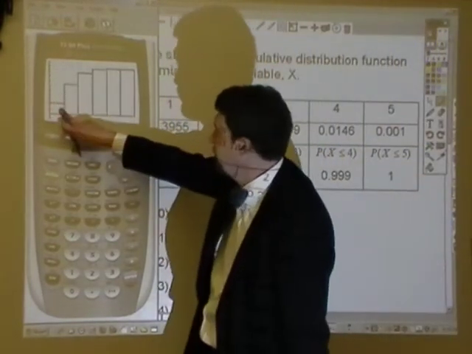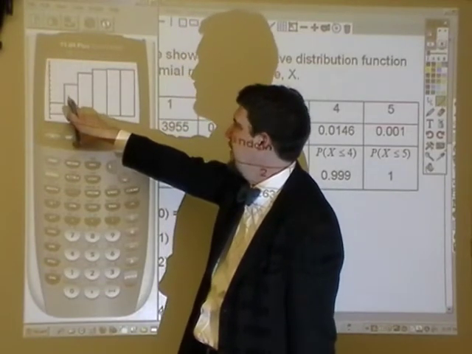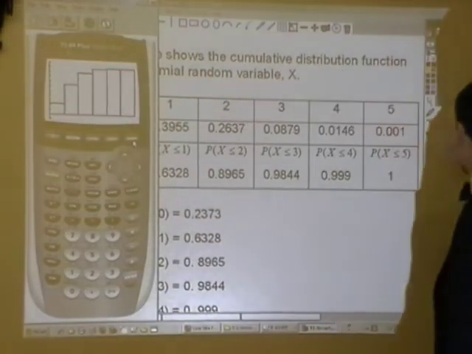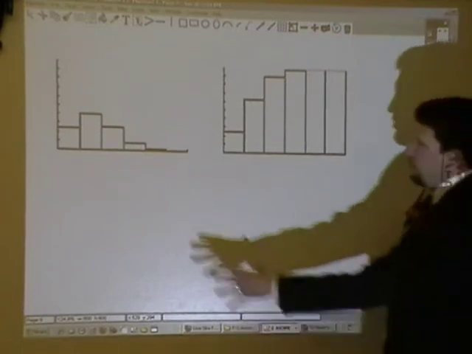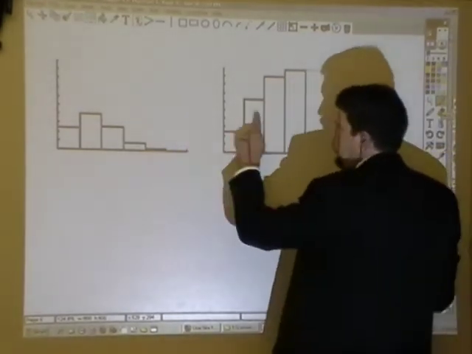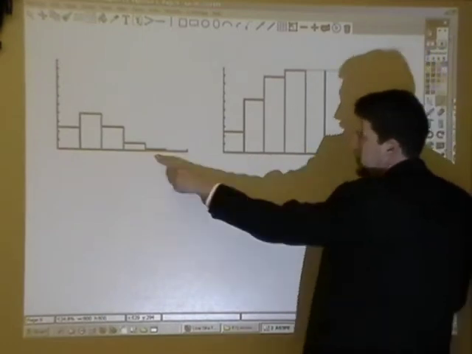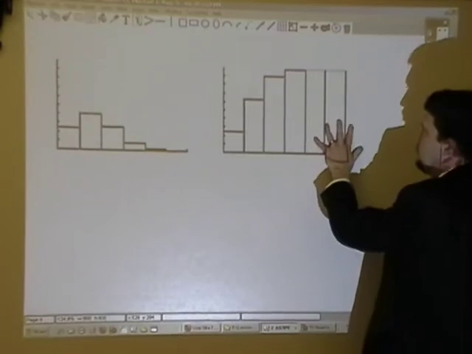And there it is. There's the very first bar. There's the first bar and the second bar of the PDF added together. There's the first bar and the second bar and the third bar of the PDF added together. And here they are side by side in comparison. Here's the PDF, here's the CDF. First 2 bars added together, first 3 bars added together, first 4 bars added together. That little difference right there is that right there. And this one is basically 0, so it's added on.